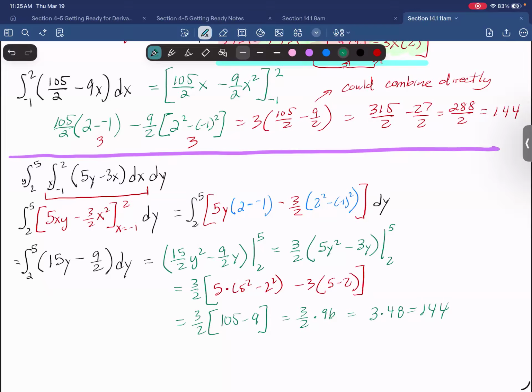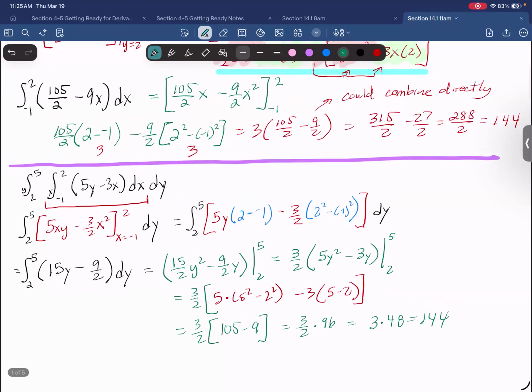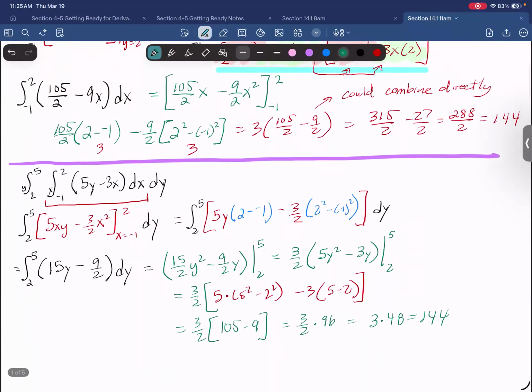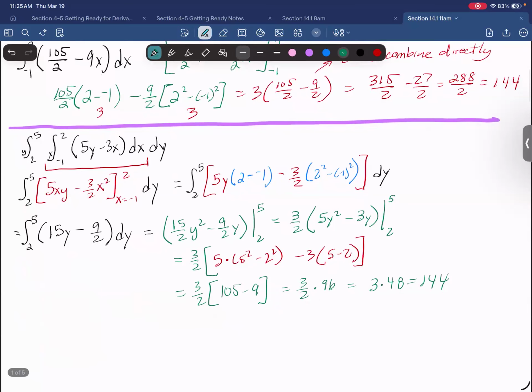Same answer. So you should be able to change the order and still get the same answer. As I was showing earlier, when we have weird things like in 14.2, it's not as simple as just changing the order because oftentimes we'll have variables in the limits of integration. And so we got to be real careful with that. We'll see that on Tuesday though.